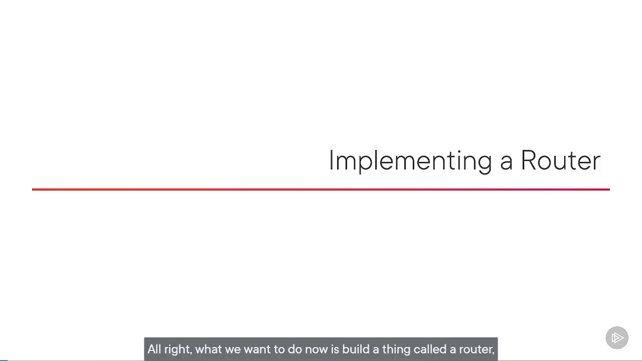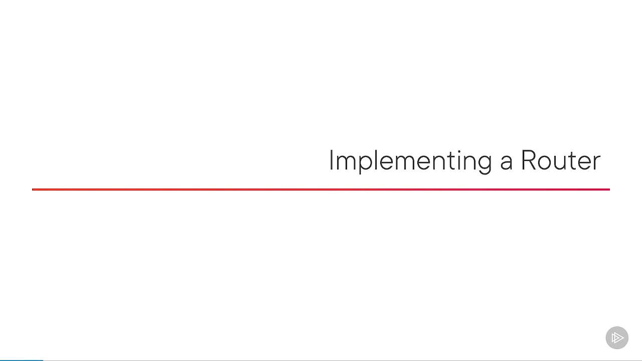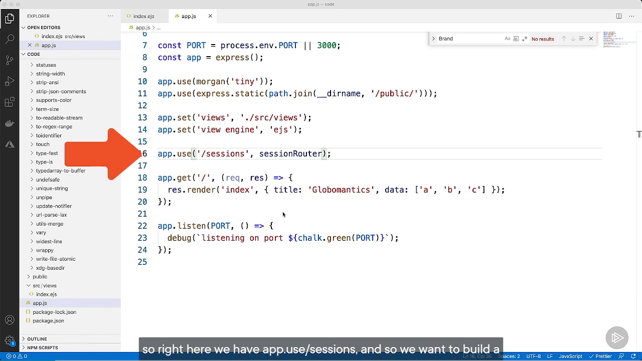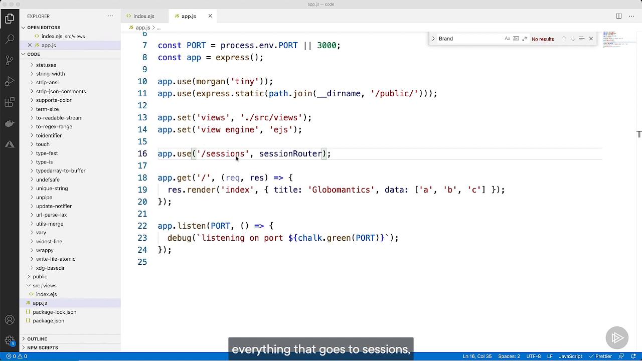All right, what we want to do now is build a thing called a router that's going to encapsulate all of the code necessary to handle a specific route. In this case, we're going to build a router for /sessions and everything that falls underneath that. Right here, we have app.use /sessions. We want to build a session router that handles all the routing necessary for everything that falls under sessions. So it's going to handle everything that goes to sessions, and everything that goes to sessions/a session ID. It'll just deal with all of that.